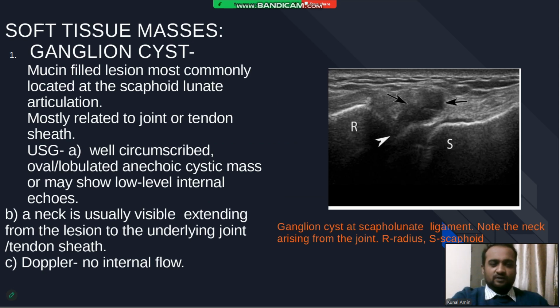In soft tissue masses, we look at the ganglion cyst, which is a mucin-filled lesion most commonly located at the scaphoid lunate articulation. It is mostly related to the joint or tendon sheath. On ultrasound, we see a well-circumscribed oval or lobulated anechoic cystic mass, which may or may not show low-level internal echoes. A neck is usually visible, extending from the lesion to the underlying joint or tendon sheath. On Doppler, it shows no internal flow.